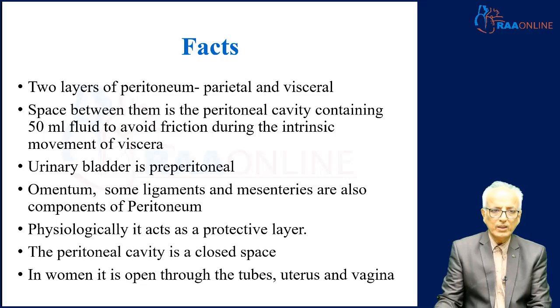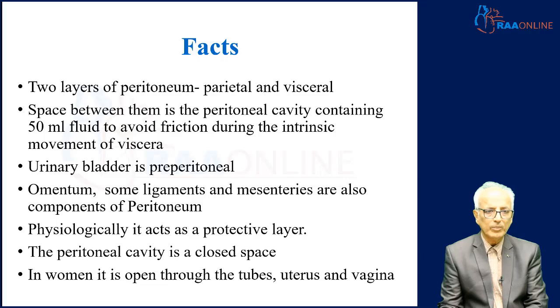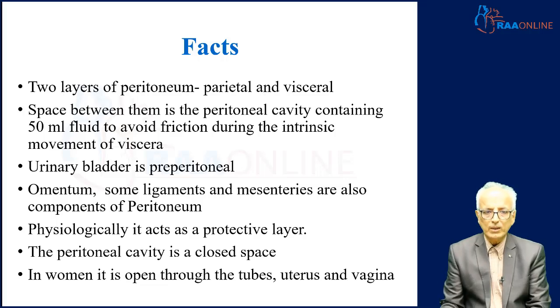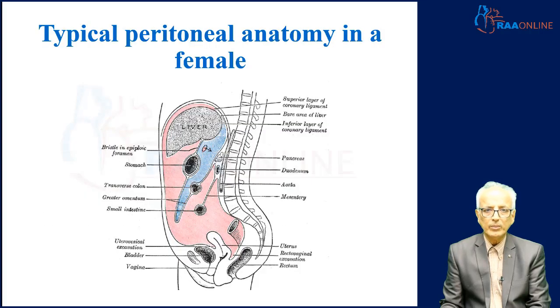Only pre-peritoneal viscera in the whole abdomen is the urinary bladder. Omentum and some ligaments and mesentery are also components of peritoneum. Physiologically, it acts as a protective layer. Peritoneal cavity is a closed layer except in women where it is open through the fallopian tubes, uterus and vagina. This is a typical peritoneal anatomy in a female.